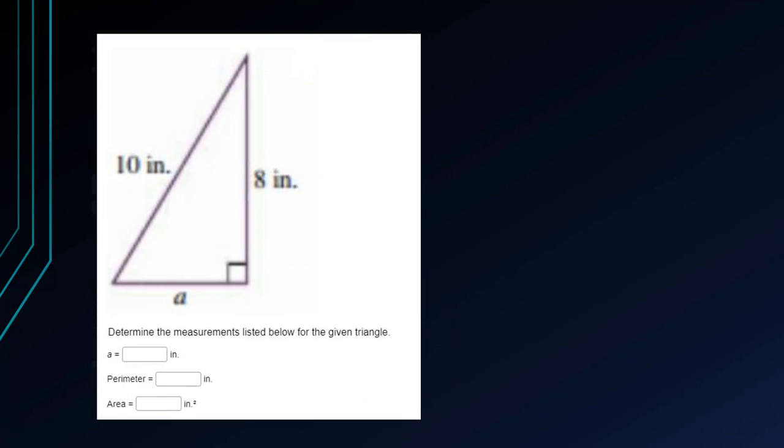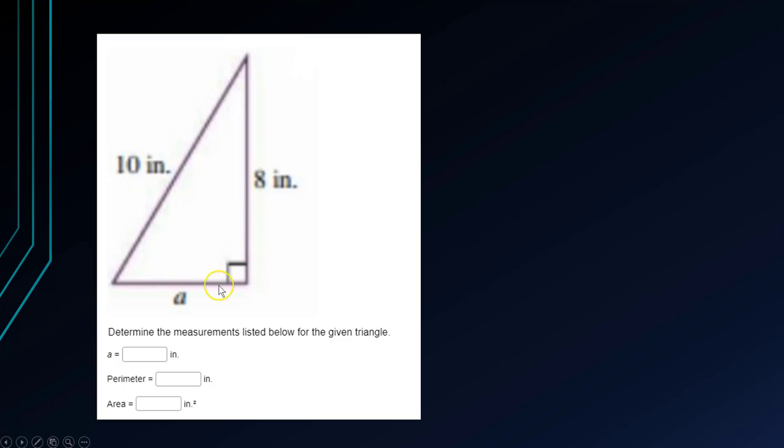In example 2, you're given a right triangle to look at. It asks to find a couple of pieces of information. You're asked to find the missing side A. And with that missing side A, you should be able at that point to find the perimeter. And also it's going to help you find the area as well.